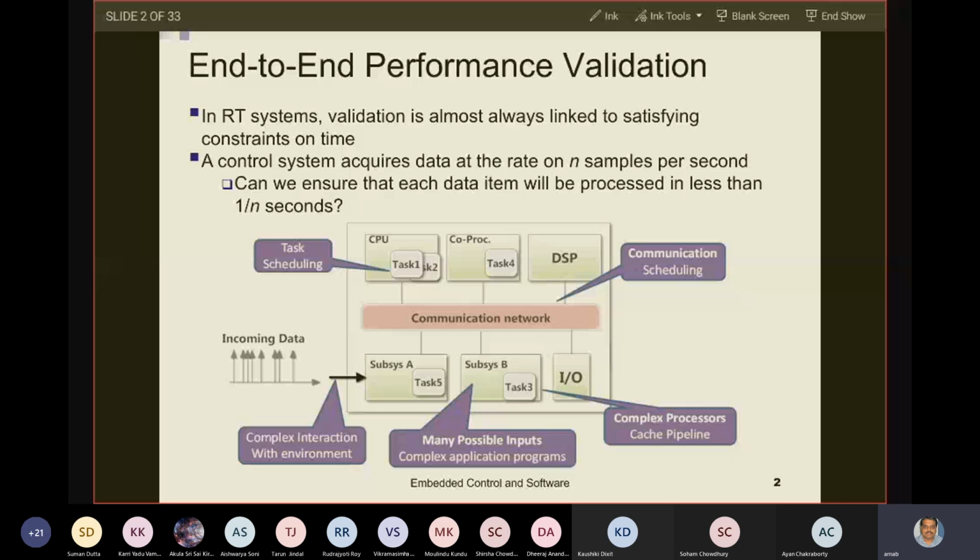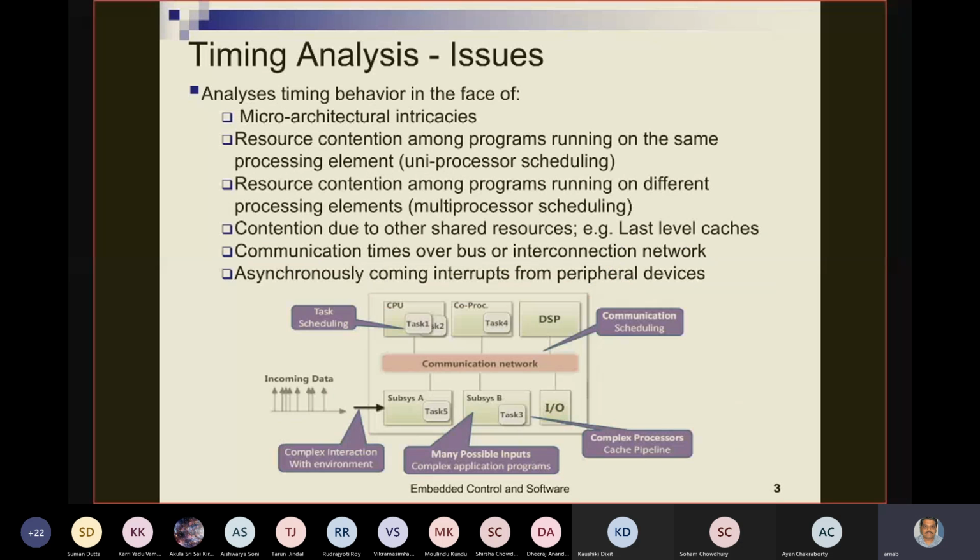The end-to-end performance requirements are met with respect to various criteria, maybe power, area, speed, and most importantly for control systems, most such performance requirements are linked to satisfying constraints on time. We took an example to see why such end-to-end timing analysis is important. And then we said that such timing analysis is difficult to achieve due to various reasons.